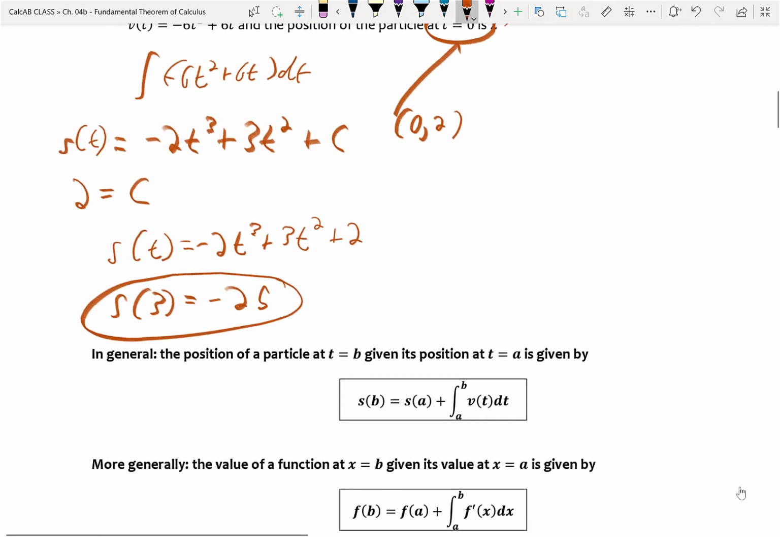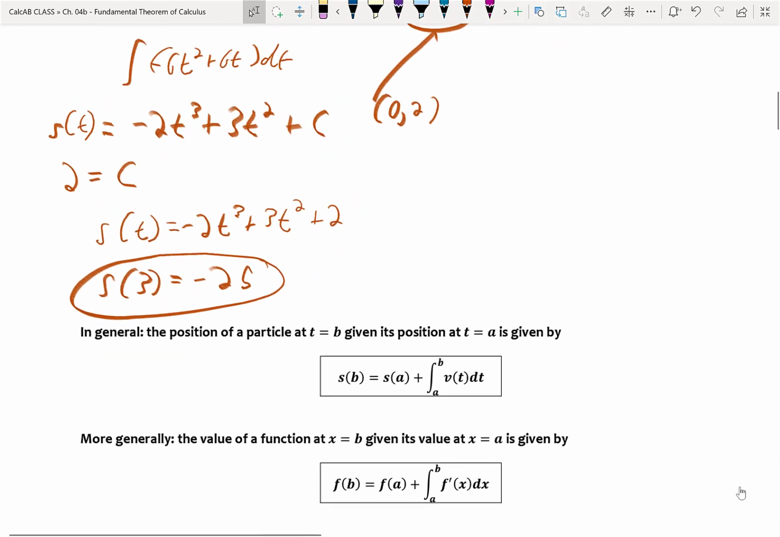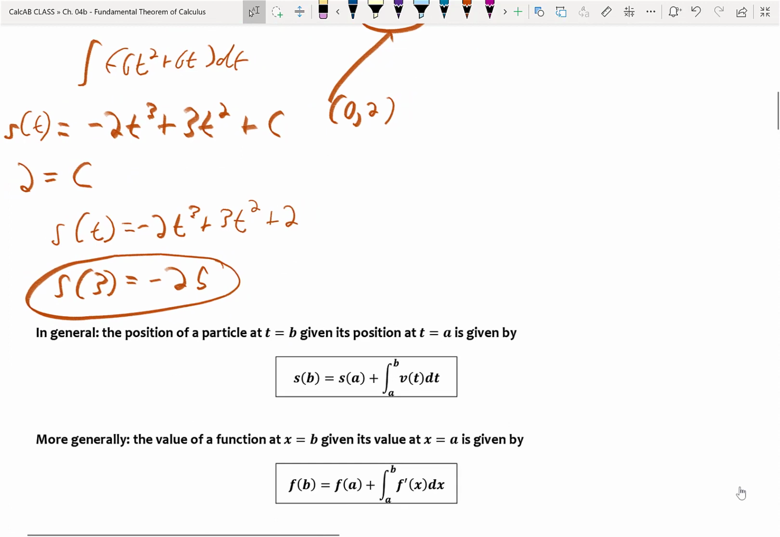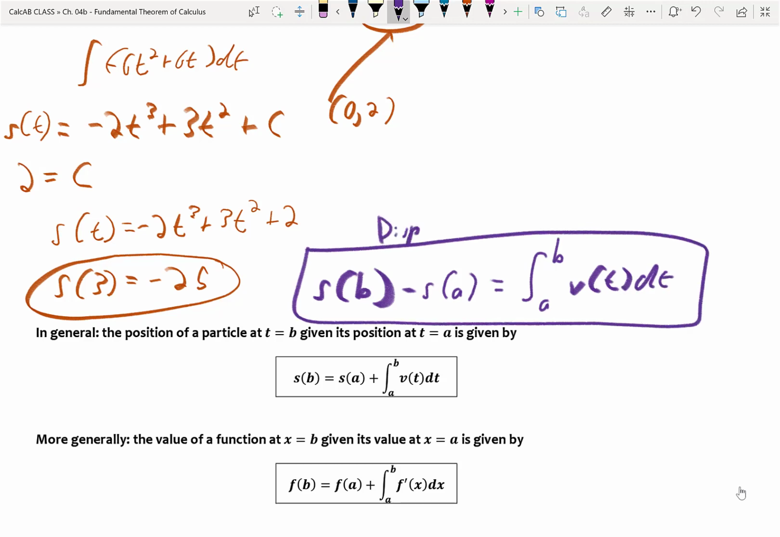So what we're getting at is, I'm going to write up here above this in general. I'm trying to see how much space you have on top of that. I see your paper. You've got a little bit of space there. Right up here, we saw that with displacement, s of b minus s of a is equal to the integral from a to b of v of t dt. This right here is one reminder of the displacement.